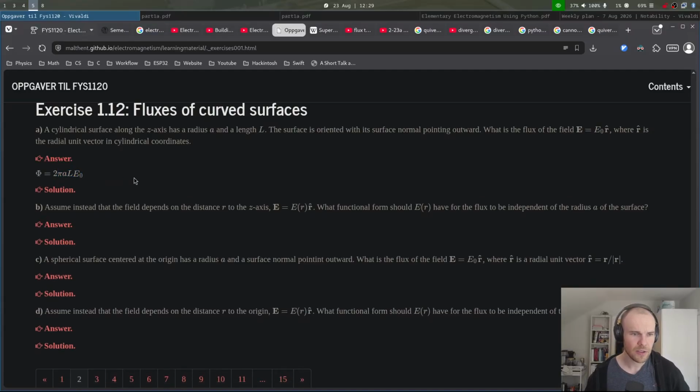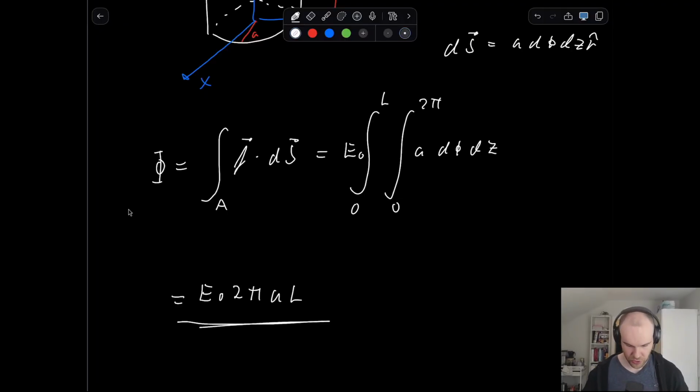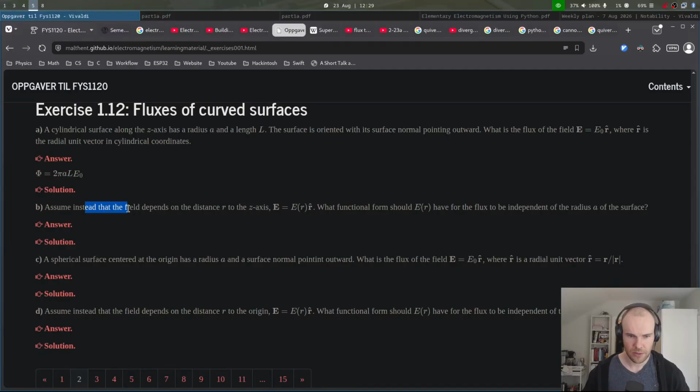Yes, that's correct. Assume instead that the field depends on the distance r to the z-axis.